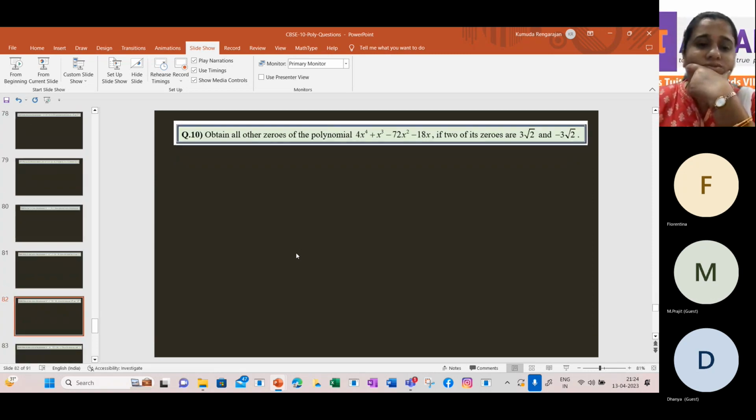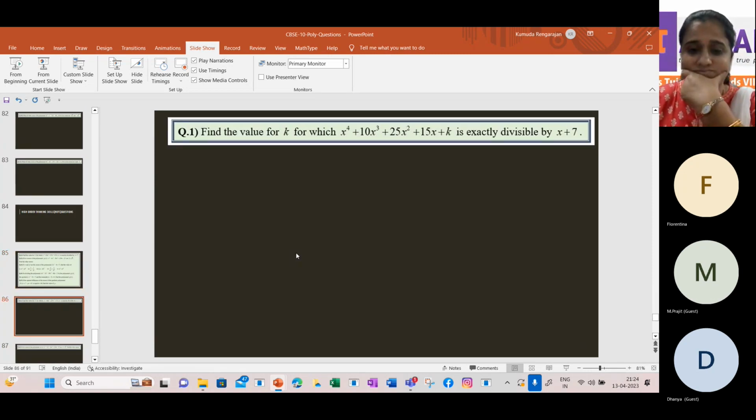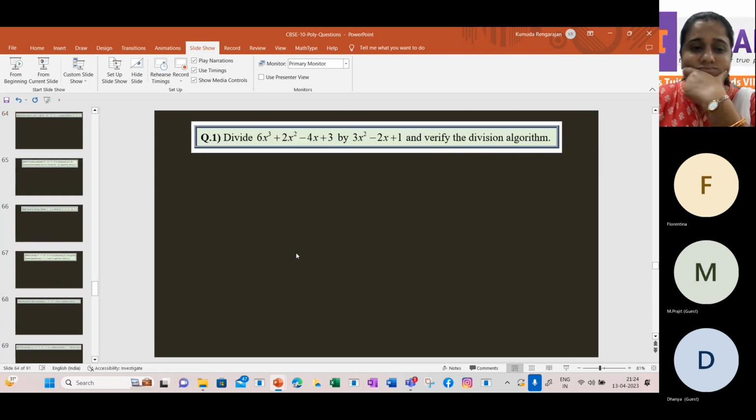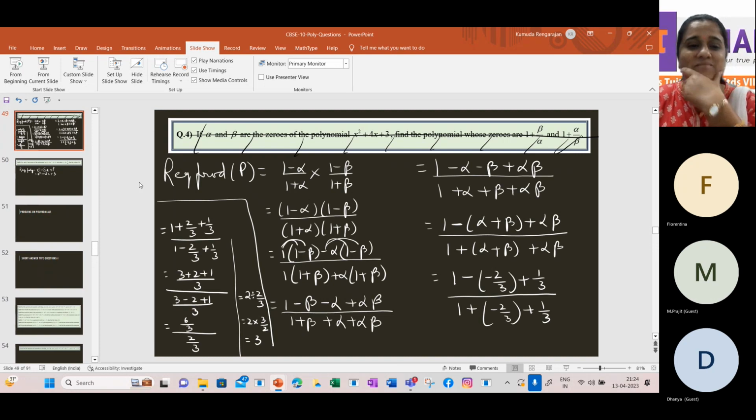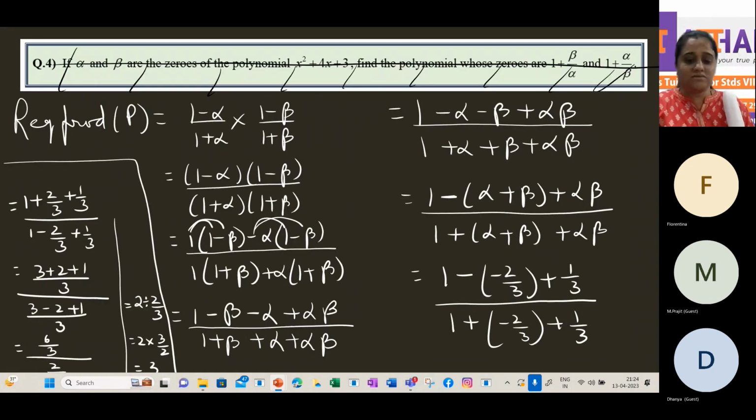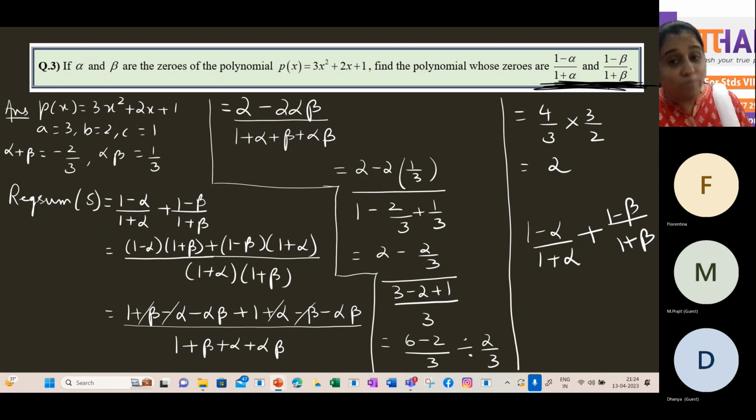Oh, I guess that question is gone. But here the question is: find the polynomial whose zeros are 1 minus alpha by 1 plus alpha and 1 minus beta by 1 plus beta. Zeros are these. Find the polynomial. So you must find the sum of the zeros, the product of the zeros, and then construct the polynomial. That is evaluate.